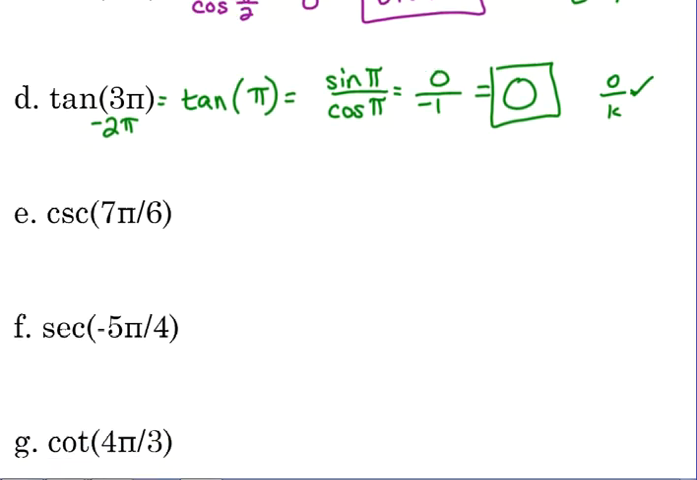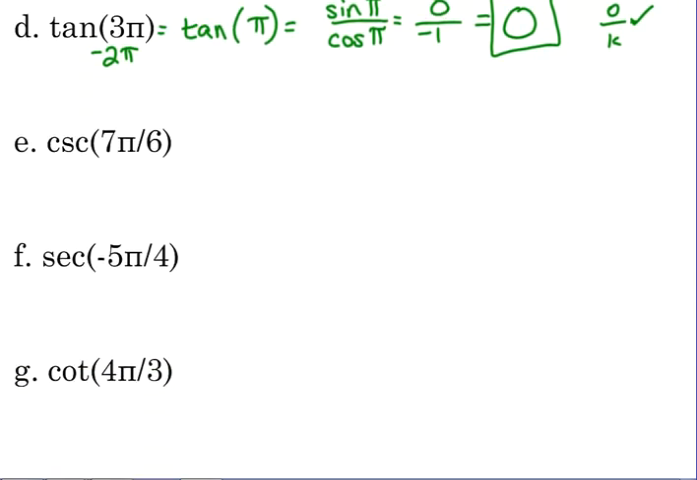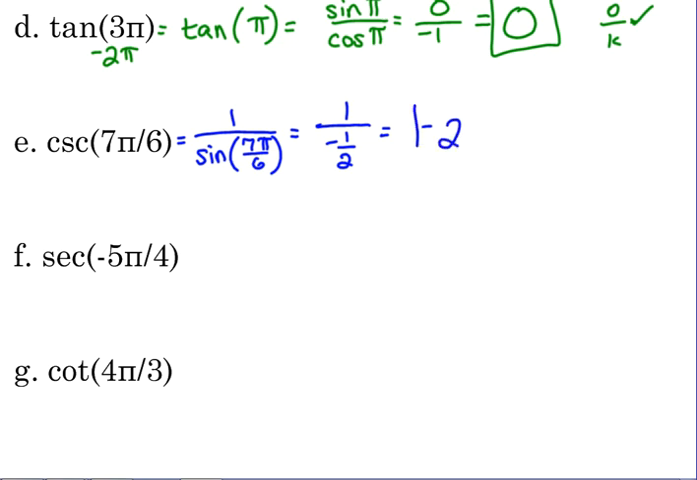All right. A few more here with the reciprocal functions. Cosecant. Cosecant is the reciprocal of sine. Sine of 7 pi over 6 would be negative 1/2. 1 over negative 1/2 is negative 2.